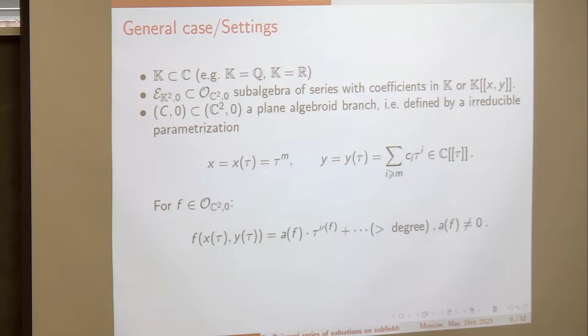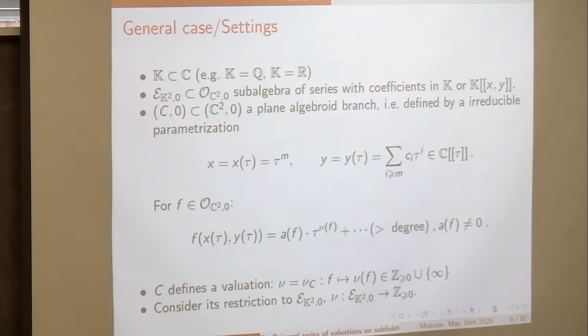That means that the greatest common divisor of M and all the coefficients here is equal to 1. So with this parametrization, for any function you take in the complex ring, you can substitute, of course, and you have something which is non-zero here, some coefficient, and tau to the power b of nu of f. Okay, so this nu of f is just the value of f.